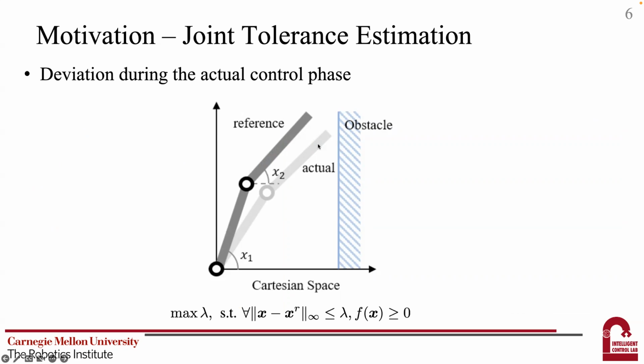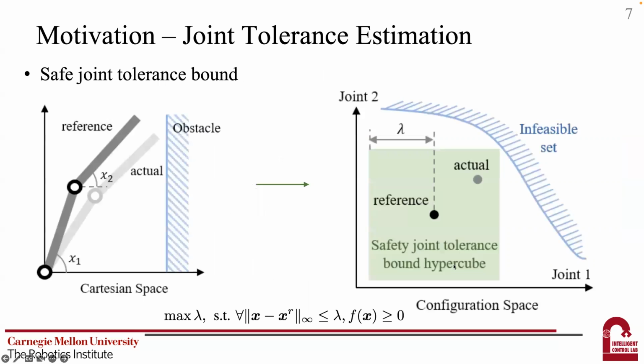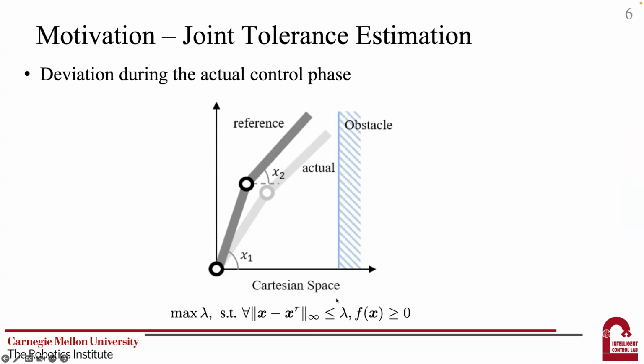Although disturbance and tracking error is inevitable in real-world applications, we want to synthesize a safe controller to ensure that the deviation can be bounded, and any deviation pose inside of the bound is guaranteed to be safe. And therefore, we want to estimate the maximum allowable deviation bound, such that any controlled deviation within the joint tolerance estimation bound is guaranteed to be safe.